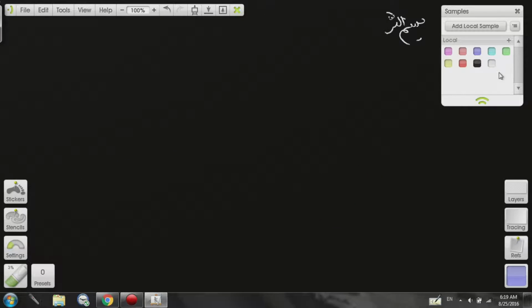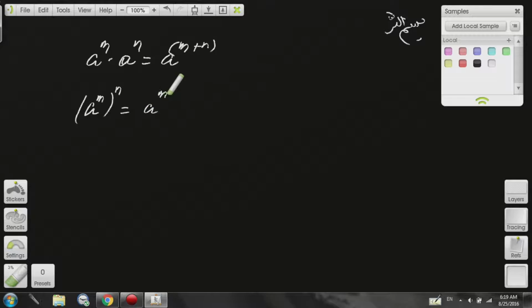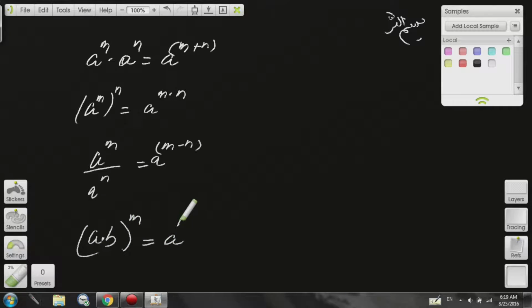So here, let me just enumerate these rules to you again. So a to the m times a to the n is a to the m plus n. And then we have a to the m to the n is a to the m times n. A to the m over a to the n is a to the m minus n, correct? And then we had a couple other rules. We had a times b to the m equals a to the m times b to the m. So you can distribute the exponent, so to speak, to a and b.